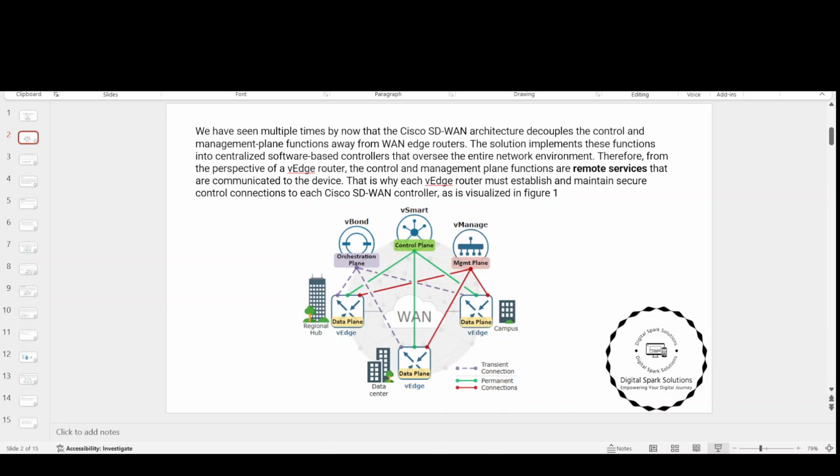When a vEdge router establishes at least one DTLS control connection to vSmart, it starts a single OMP peering session. The router then advertises its local networks, TLOCs, and service routes to the controller via OMP. Upon receiving the information, the controller recalculates the centralized RIB, the routing information base, based on the defined policies, and redistributes the routes to all other vEdge devices using OMP updates.